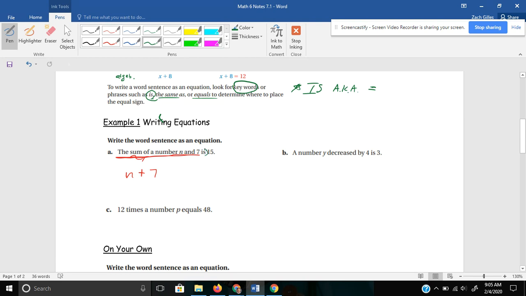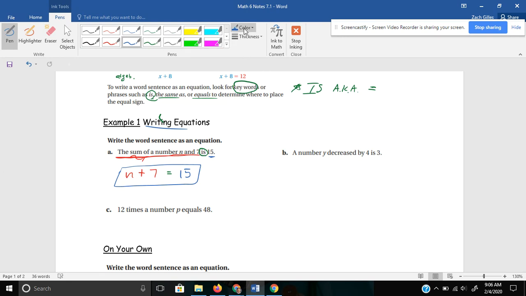Here it is. It's popping right up again. Is equal. And what's it equal to? Well, the last part is 15. So here's my equation. The sum of a number n and 7, so n plus 7, equals 15. So like I said before, here's the English sentence. Here's the math sentence. It's kind of a shortcut, which is pretty nice. So this would be your answer. n plus 7 is equal to 15.